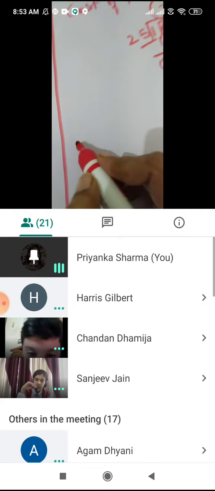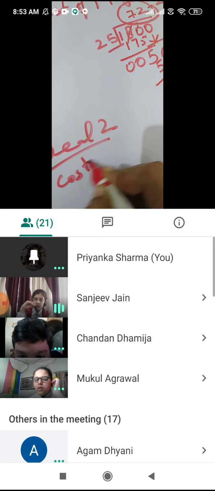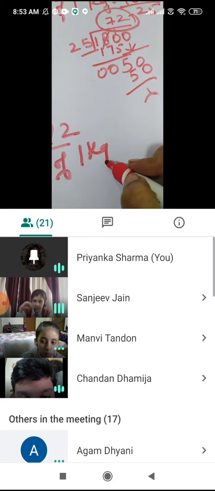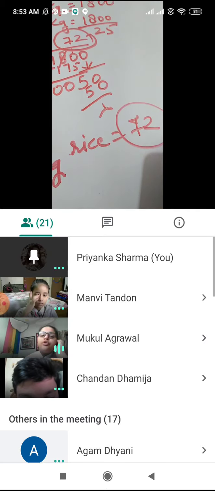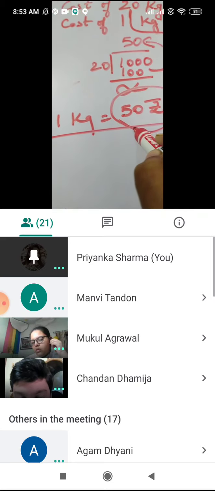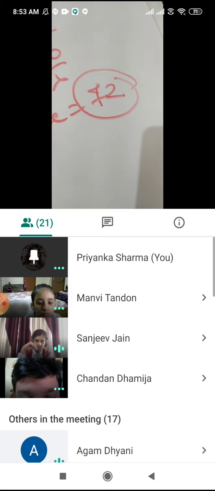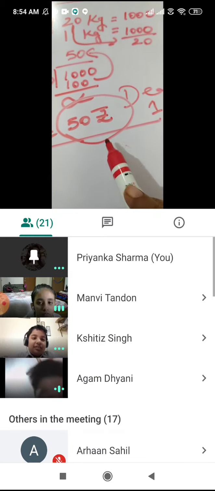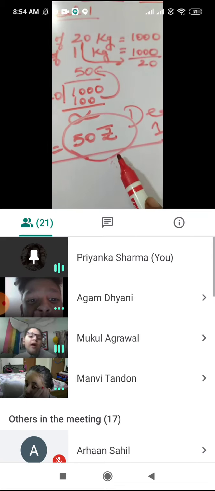So in deal 2, what is the cost of 1 kg rice coming? Deal 2, the cost of 1 kg, not 25, 1 kg rice is coming 72. Here the cost was coming 50. Here the cost is coming 72. So which deal is a better deal? Deal 1. Deal 1 is a better deal.